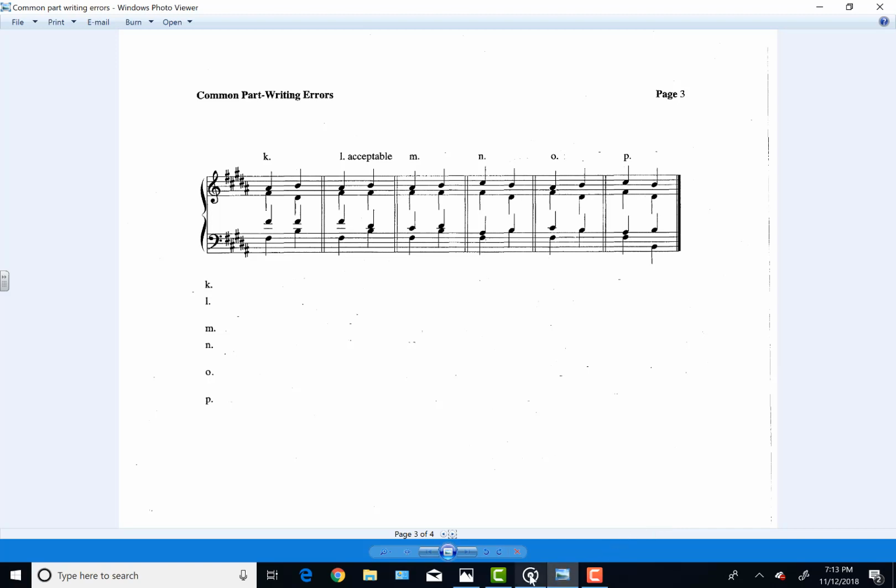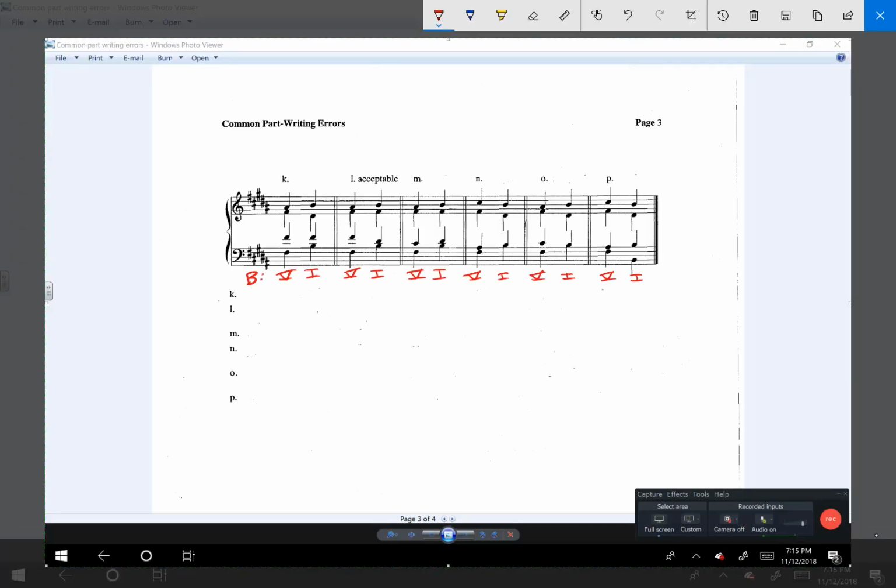Time to check our work. So the problem in K is voice crossing. What voices are crossing? Alto and tenor. Do you see it? Right here. L is acceptable because the voice crossing has actually been corrected by exchanging the inner voices.